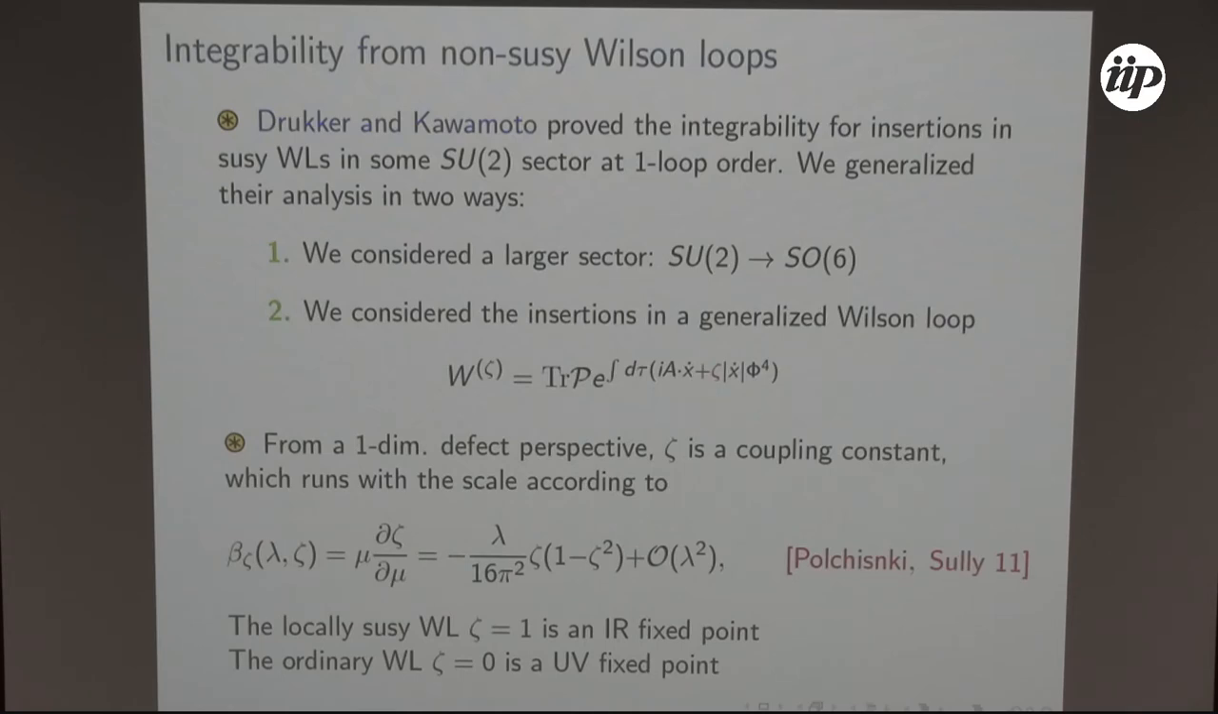And then you can show, and it was done by Polchinski and Sully some years ago, that there is a running of this coupling with a scale. They computed the beta function to one loop order, and they found this. From this, you read that not only does this zeta coefficient run with a scale, but also that the locally supersymmetric Wilson loop, when zeta is equal to 1, is an infrared fixed point of this running, a supersymmetric infrared fixed point, while zeta equal to 0, the ordinary Wilson loop where you don't have any coupling with the scalar fields, is a UV fixed point of this running. So it's a running from the non-supersymmetric UV fixed point to a supersymmetric infrared fixed point.